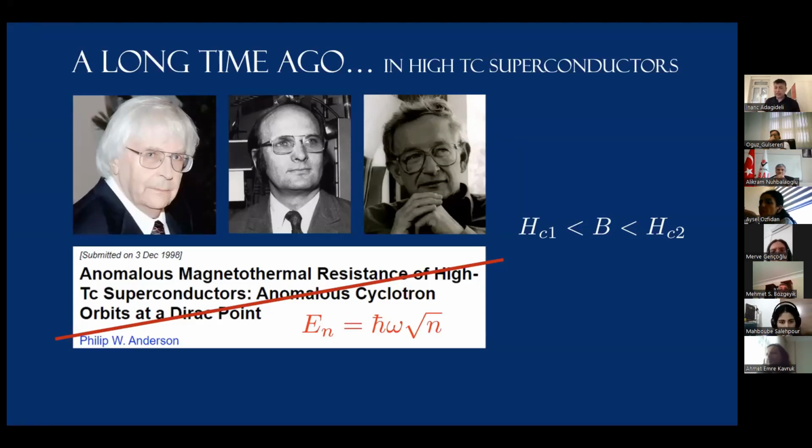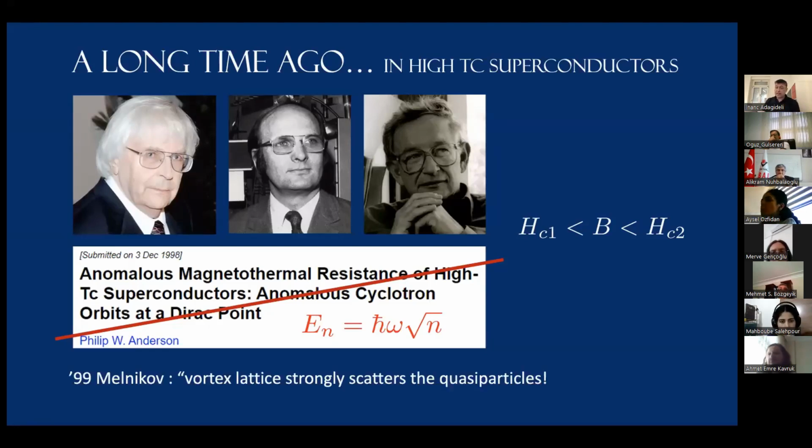Right? So typically in that case, you actually have a vortex lattice. But that vortex lattice was the reason this didn't fly. It was shown for the first time in '99, basically maybe in a couple of months, by Melnikov, saying that that vortex lattice would actually strongly scatter the quasi-particles.